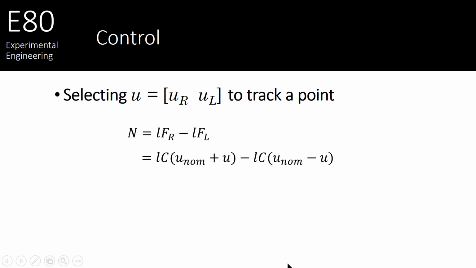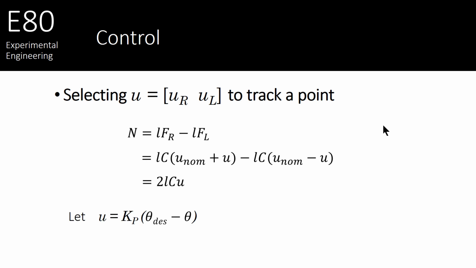So let's substitute those two control signals into our input torque equation. And what you'll notice is that the UNOM terms cancel out because of the negative sign, and we're left with 2LCU. So these are constants, which we determined ahead of time, and now our input torque is really a function of this U. So the question is, what should U be? It's the output of our controller.